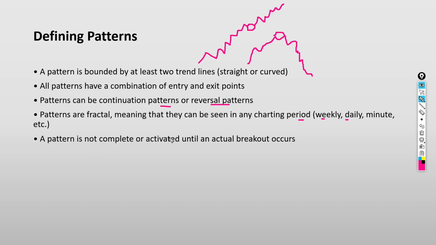A pattern is not complete or activated until the actual breakout occurs. So, for example, if you are in a clear uptrend like this, then you get a pattern like this. For this pattern to be completed, it has to be broken first, from around this area. So for a pattern to be known as a pattern, it is supposed to be complete, or it is only activated when a breakout occurs.